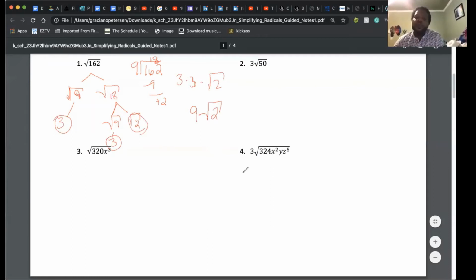So in order to be able to simplify your radicals, you have to understand how radicals work and what a square root is doing, right? So a square root is breaking down your number into the two factors that, when they multiply together, give you that square root.